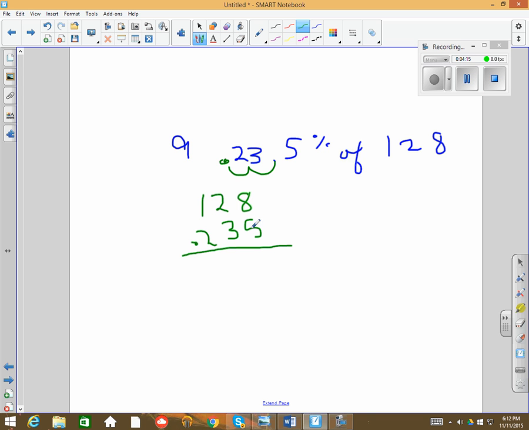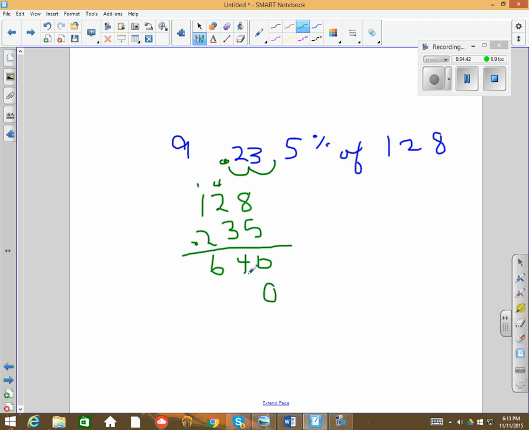5 times 8 is 40. Write your 0, carry your 4. 5 times 2 is 10, plus 4 is 14. Write your 4, carry your 1. 5 times 1 is 5, plus 1 is 6. Now that should be lined up very close. Now we're going to look in the 10 spot. If you want to put a 0 here to hold the space, it's okay. But we're looking in this area.